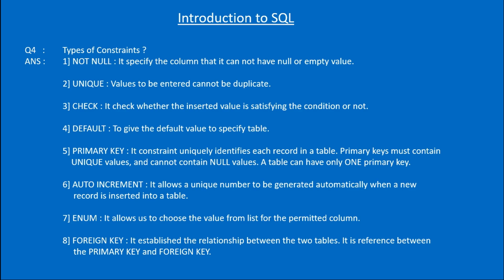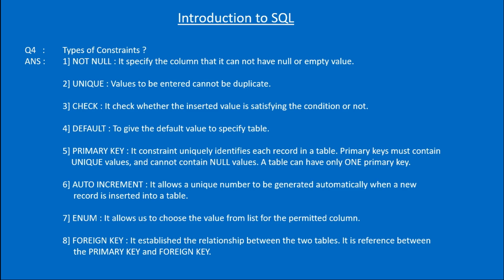First one is the not null constraint. It is used to specify that the column cannot have a null value or empty value. Second is unique. It contains values which cannot be duplicated. Next is the check constraint. It checks whether the inserted value is satisfying the condition or not. Fourth one is the default constraint, to give a default value to the specified column.